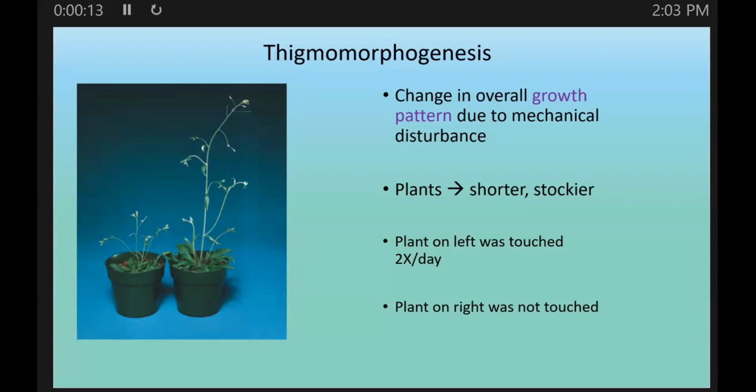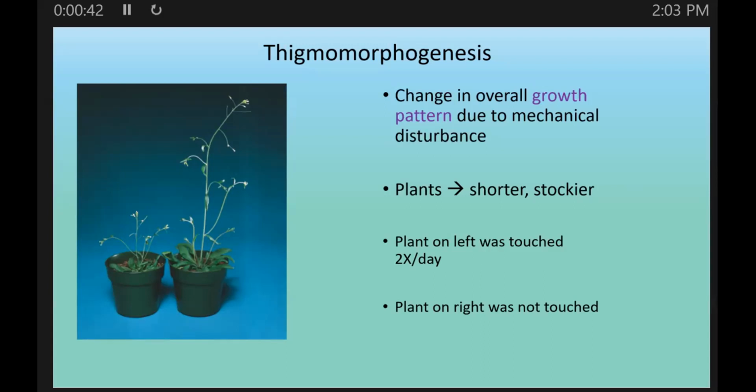It is the idea of mechanically disturbing your plants in a nice way. If you want them to be shorter and stockier, you can actually influence that by how much mechanical stimulation you give them. And so in this experiment, the one on the left was touched twice a day, that's all. And the one on the right was left alone. And so you can influence their shape, their morphology in this regard too.